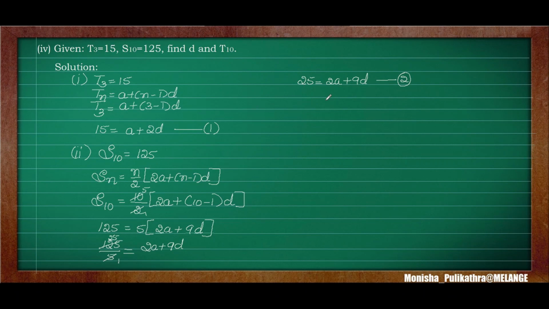So once we get two equations, we need to solve that. So solve equation 1 and 2. Okay. So write the equation, that is a plus 2d is equal to 15, and the second equation is 2a plus 9d is equal to 25.